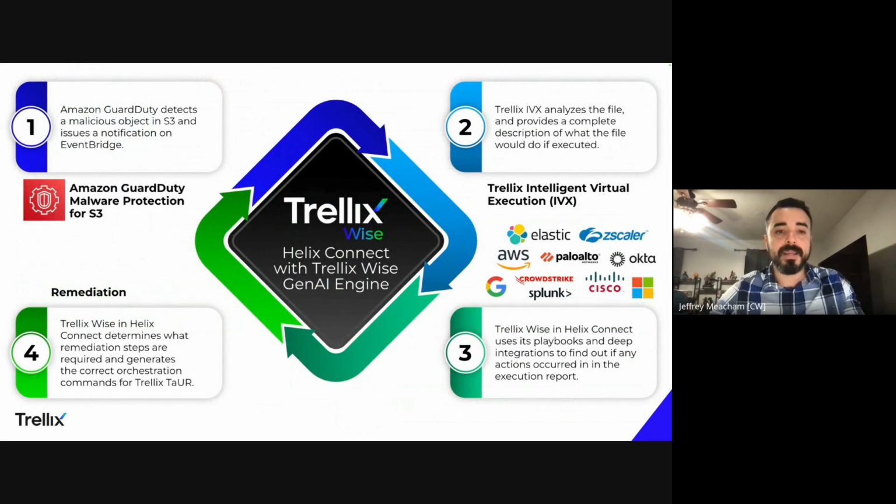All right, and this right here is a great example of how Trellix Wise, Helix Connect, and our ecosystem of integrations all came together to deliver a fully automated, intelligent response for you. First off, in this example, it started with Amazon GuardDuty. It detected that there was a malicious object uploaded to your S3 bucket, and it's able to deliver a notification through EventBridge. That's your initial detection trigger.